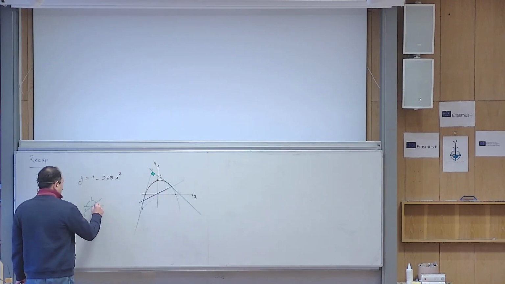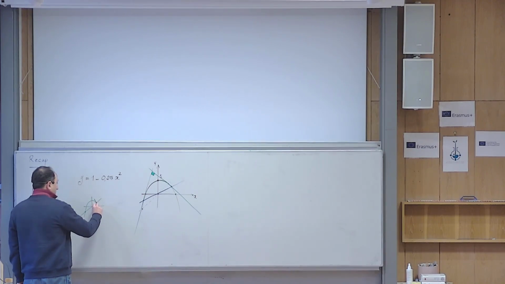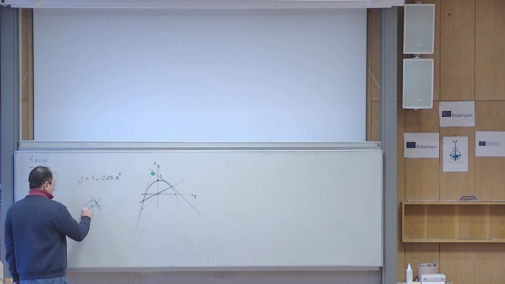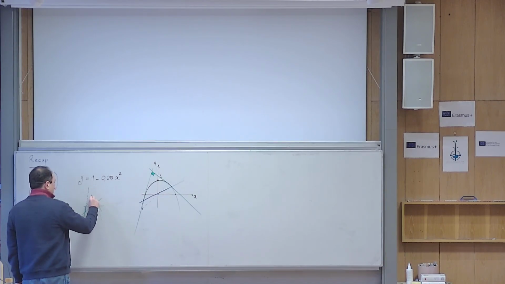It will intersect the curve at 2 points. Draw a tangent line at this point. Draw another tangent line at this point. And these two tangent lines will intersect.